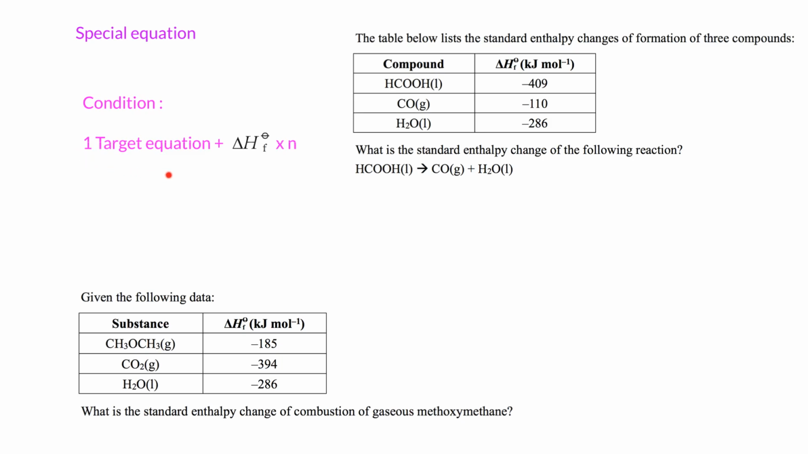It must have one target equation, and the rest of the equations given to you have to be in standard enthalpy change of formation. Just to give you two examples. For example, this one, you can see that we have a table. Normally they will show you a table telling you that this is formation and have some values on it.